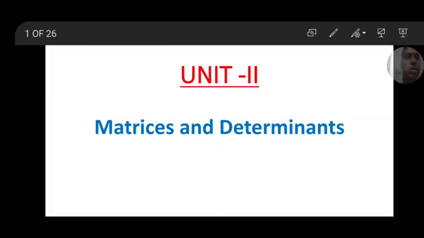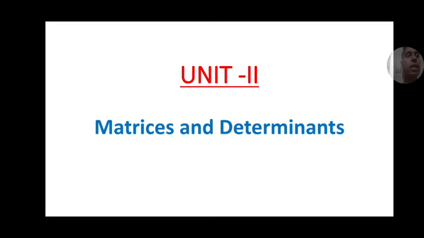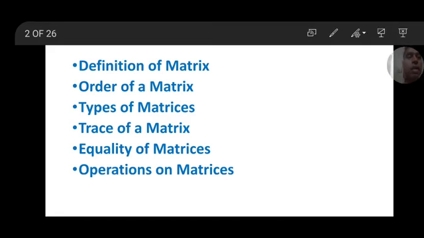Today we are going to start a new unit, that is unit 2. In this we have only one chapter, that is matrices and determinants. In this class we are going to learn the definition of a matrix, order of a matrix, types of matrices, trace of a matrix, equality of matrices, and operations on matrices. If time permits, we will discuss operations on matrices. These are the topics we cover in this class.